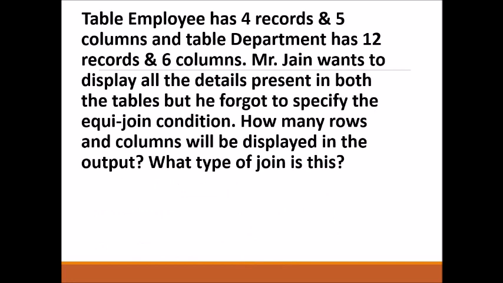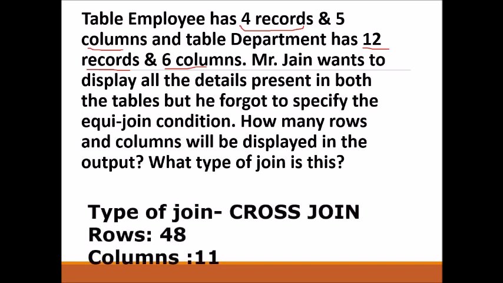A table employee has 4 records and 5 columns, that is 4 rows. Records means rows. So 4 rows and 5 columns. And table department has 12 records, that is 12 rows and 6 columns. And he wants to display details present in both the tables, but he forgot to specify the equijoin condition. Now how many rows and columns will be displayed? It means it will find the Cartesian product. So it is a cross join or Cartesian product, and rows will be 48.